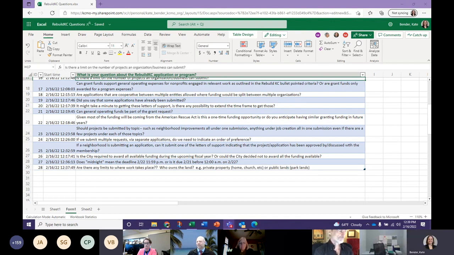Questions here about will projects that impact multiple neighborhoods be given more priority? I mean, I think that those criteria are still in development. Yeah, one of the goals of this program, though, is to build those partnerships between neighborhoods and the private sector, between neighborhoods and the public sector. So partnerships are strongly encouraged.